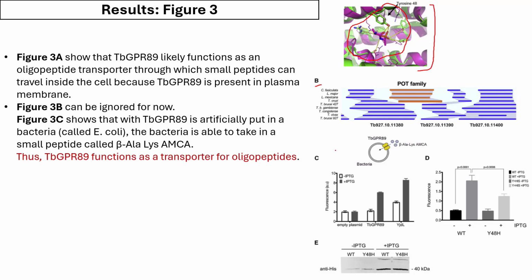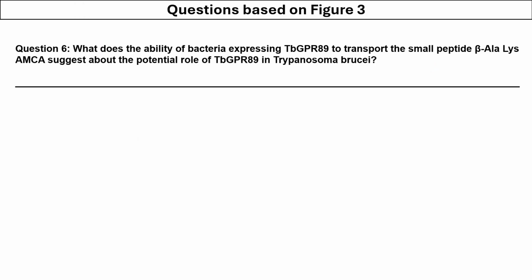And in figure 3c, researchers did a cool trick. So they took this trypanosome protein GPR89 and put it in bacteria, and they saw that when the bacteria has GPR89 protein in its membrane, it starts taking up some small oligopeptides. So they have concluded that the GPR89 might have a function as a transporter of oligopeptides. Again, figure 3D to 3E can be ignored for today's discussion. Then you have one question from figure 3.